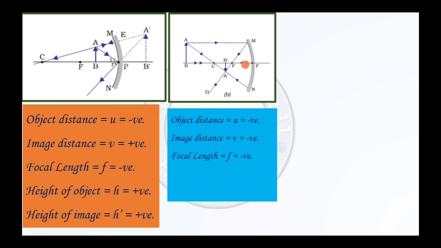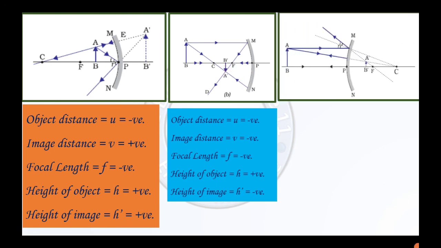Focal length will be again negative. You can see it is on the left side of the mirror. Height of the object is taken as positive above the principal axis, but height of the image is below the principal axis and it is taken as negative. Now you can compare these both also. Here height of the image is positive. Why? Because it is erect. Right? It is above the principal axis. Here height of the image is negative. Why? Because it is inverted. It is below the principal axis.